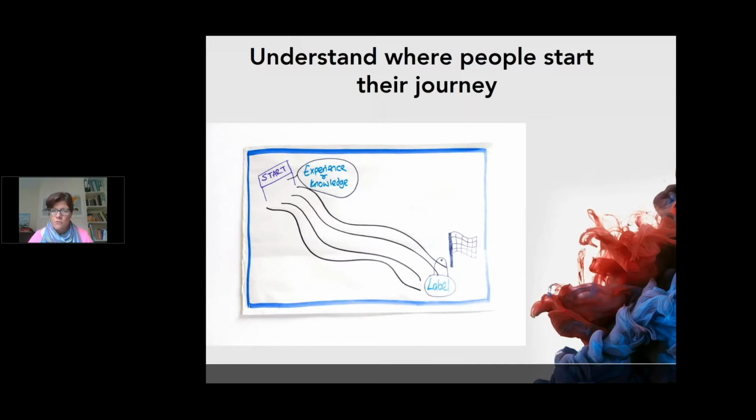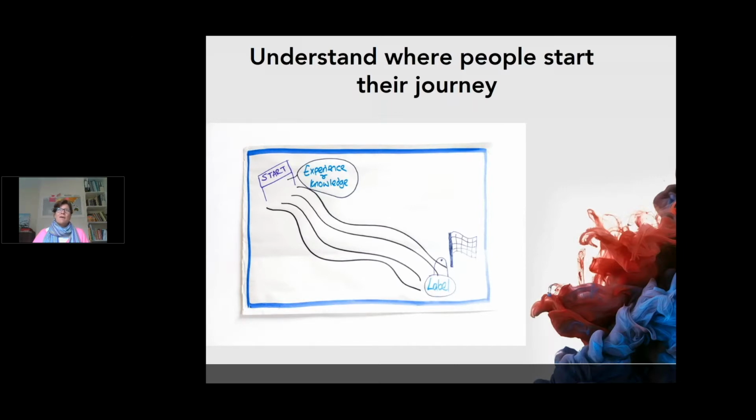Consider the existing knowledge of the participants, where to start from, where you want to end, and what they should be knowing by the end. Start with the end in mind. It represents a journey. The picture on the screen has a start banner at the top that says experience and knowledge, then a running track, and at the end of the track it says label, with a finish line and a finishing flag.